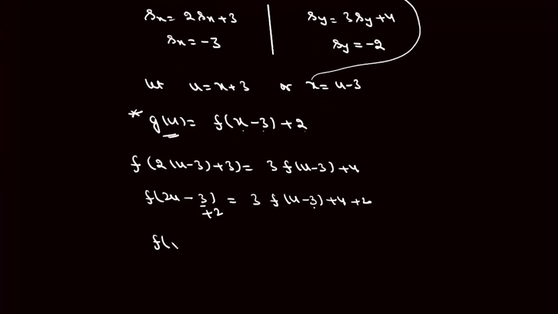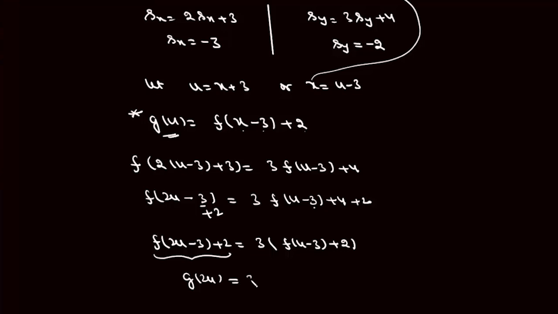So now it'll be f(2u - 3) + 2, and it'll be 3 f(u - 3) + 2. Now this is nothing but g(2u), and this is nothing but g(u). So again, it has changed to simple scaling. So this is how we use double shift to simplify the functional equation. Now let us take up an example.